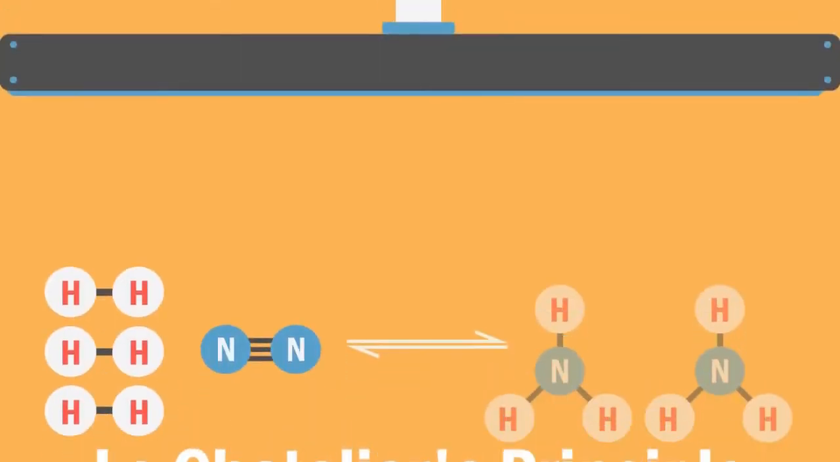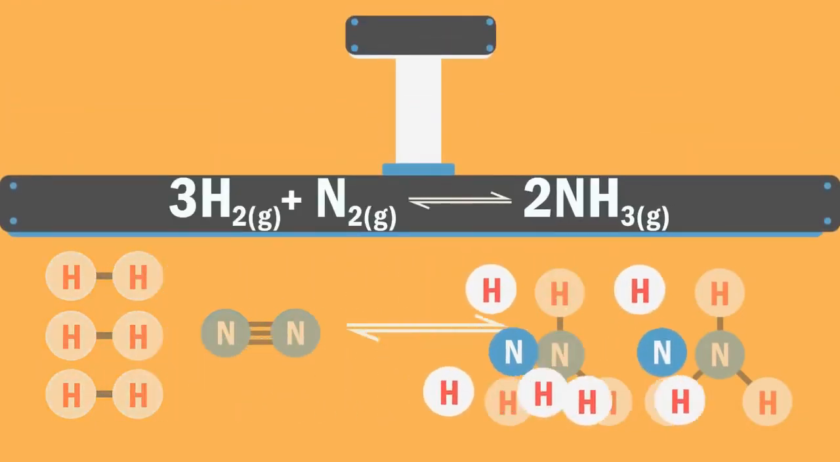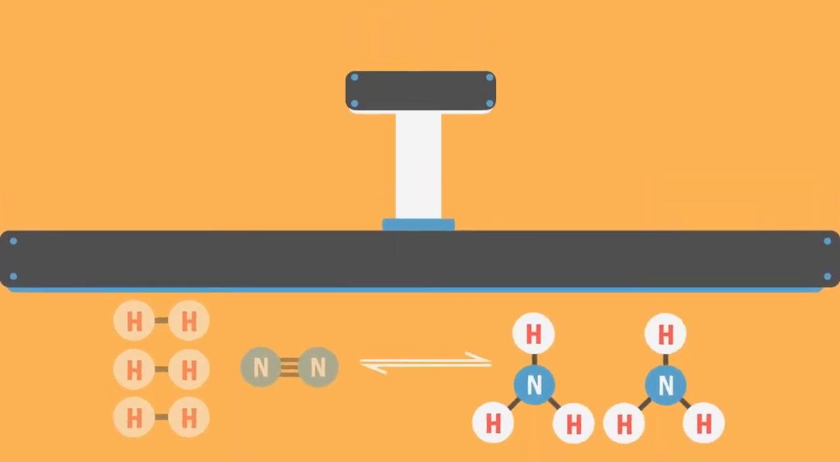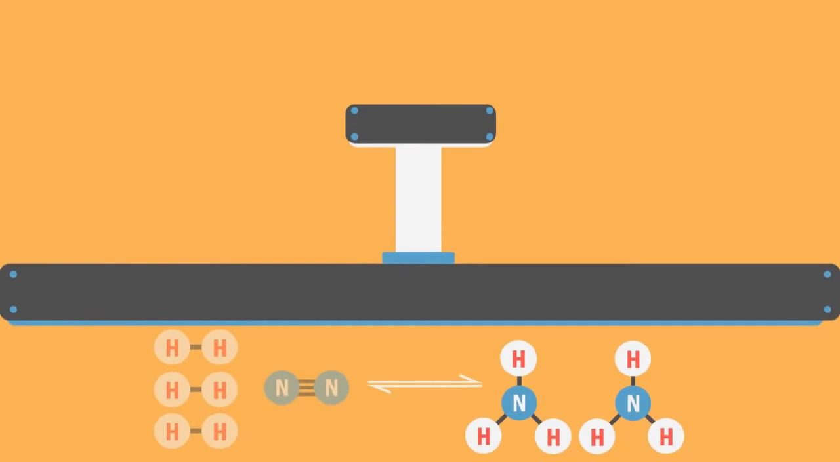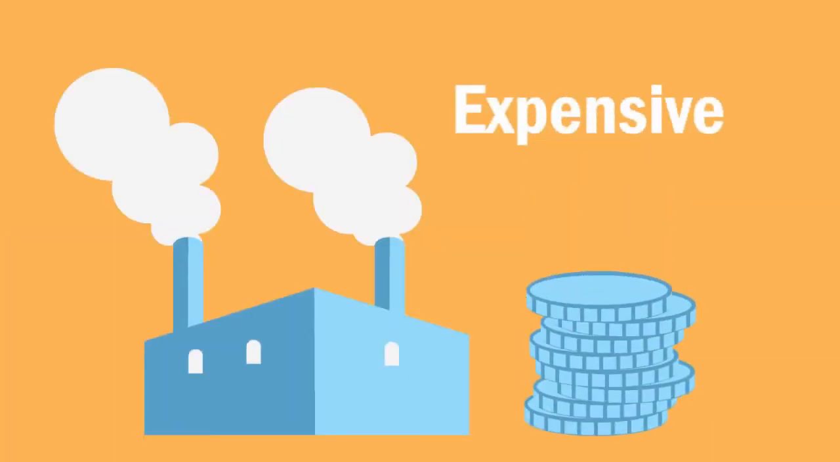Le Chatelier's principle tells us that increasing pressure will favor the side with fewer moles, for our case, the production of ammonia. It would make sense to conduct the reaction at a very high pressure, but we must also remember that it is expensive to build and operate a plant that can withstand such high pressures. Therefore, a compromise pressure of 200 atmospheres is used.